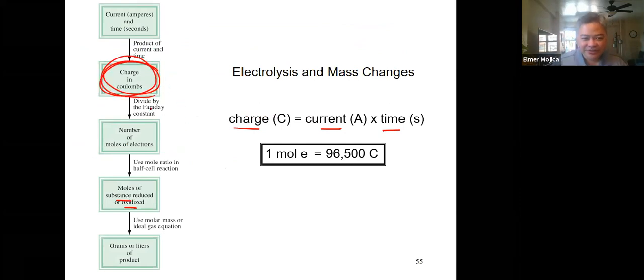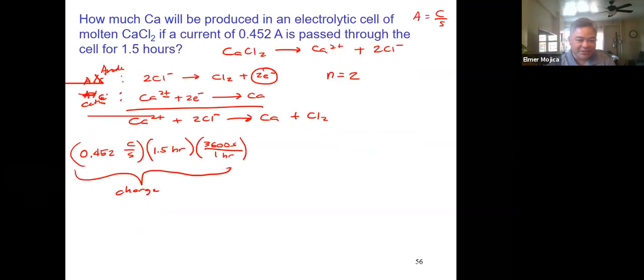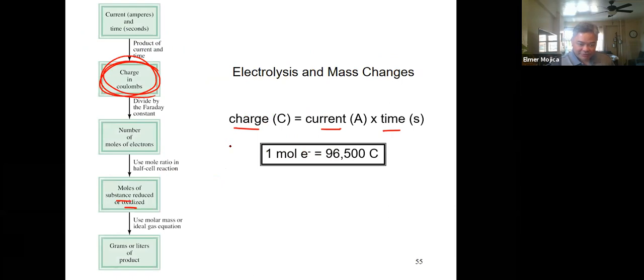So what's the next thing that you're going to do? Divide by the Faraday constant. So what does it mean? I multiply it here with 1 over 96,500 coulomb per mole electron. So if we follow the steps here, we're already here.